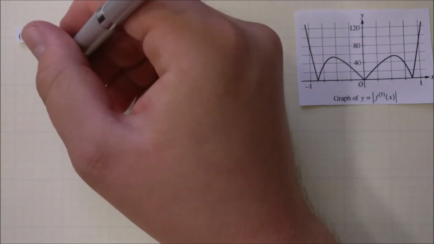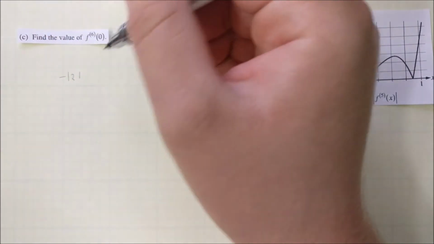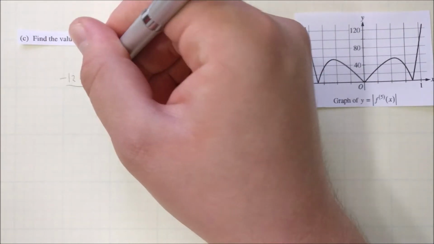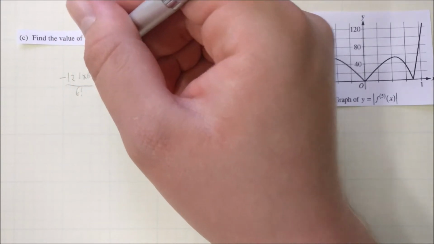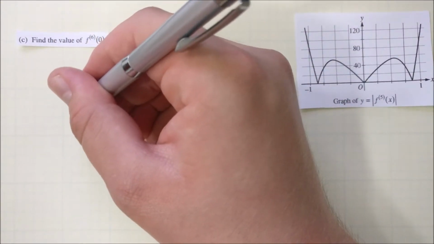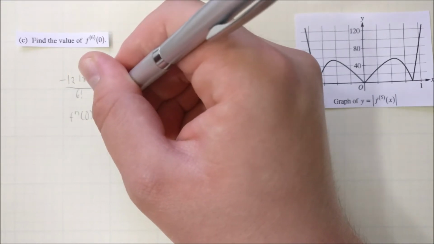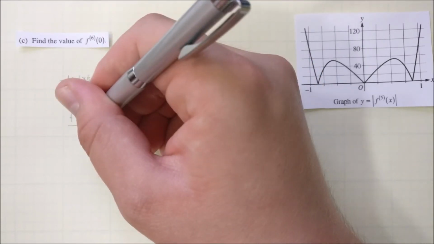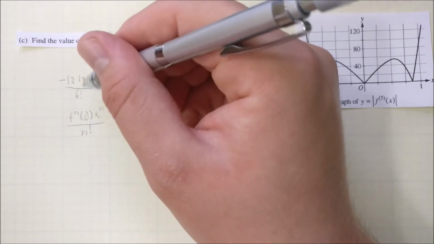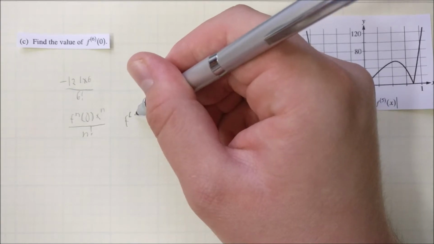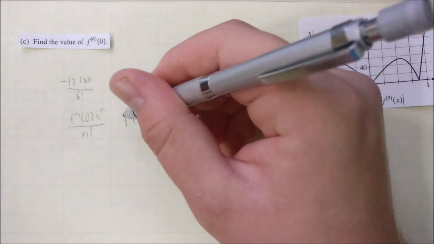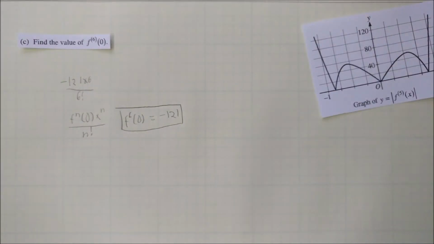That Taylor series we just wrote contained the term negative 121 x to the 6th over 6 factorial. And as you know, the Taylor series term is just f to the n at, in this case, 0, because it's a Maclaurin series, x to the n over n factorial. And because it's n factorial and x to the 6th, n is obviously 6 for this term. So f sixth derivative at 0 must be the coefficient, which is negative 121. Easy.